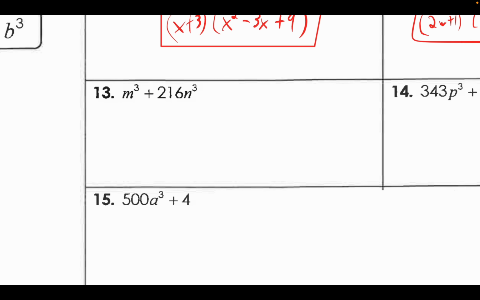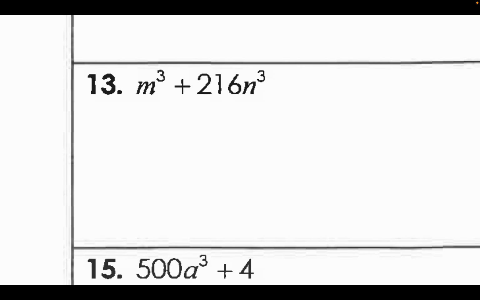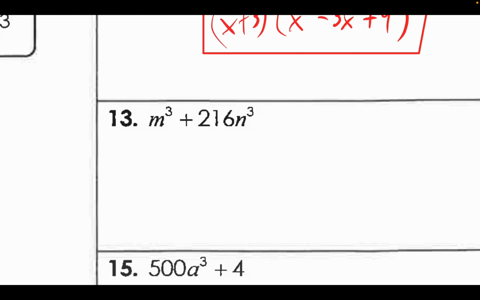Moving on to number 13 here. m cubed plus 216n cubed. No GCF. m times m times m is m cubed, so that'll serve as our a. And 6n cubed would be 216n cubed, so that'll serve as our b. So following our pattern or rule, we do a plus b, which is m plus 6n. And our other parenthesis is m squared, a squared, minus a times b, or m times 6n, which is 6mn, to put it alphabetically with the coefficient first.